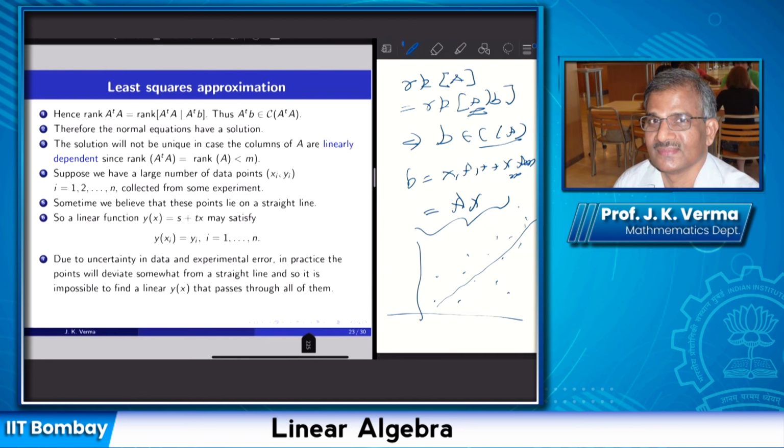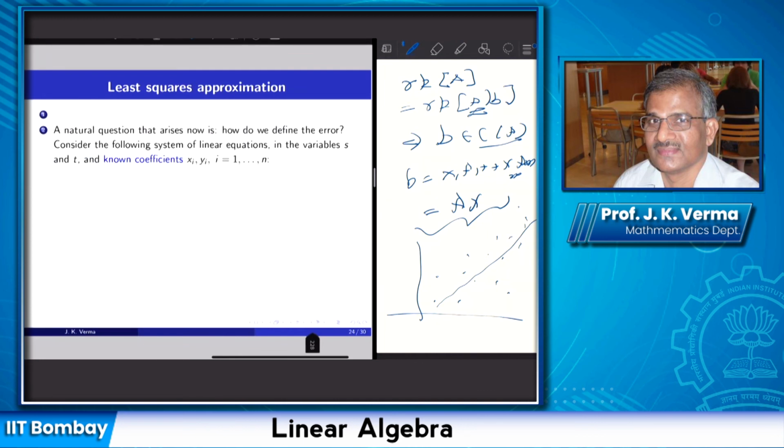So we want to find the best straight line which passes through these points. Best in the sense that the errors are made as small as possible. When we fit this straight line, the errors from the actual data are minimized. So a natural question that arises now: how do we define the error?